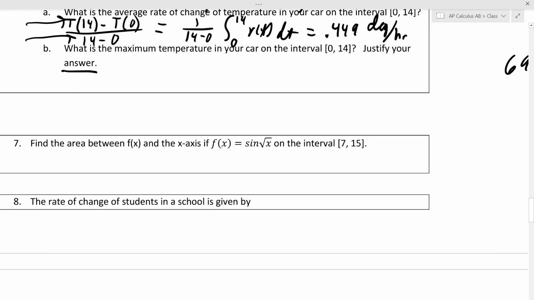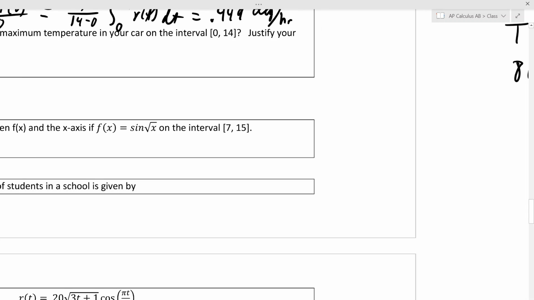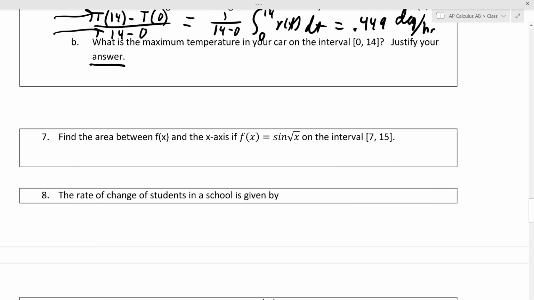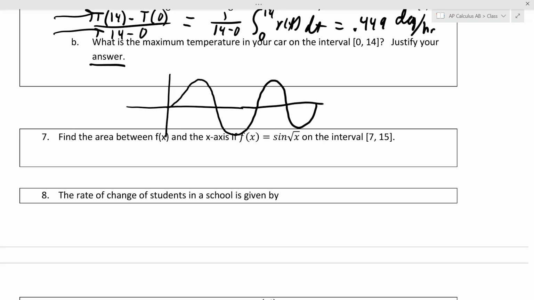Now, sine of root x is going to look something like this. I'm going to graph it on my calculator in a second, but just in case you do this by hand, it looks like a sine curve, right? Now, these are going to be getting smaller or bigger. Let me think here. 100 is going to come down to 10. So smaller, I guess. Yeah, okay.